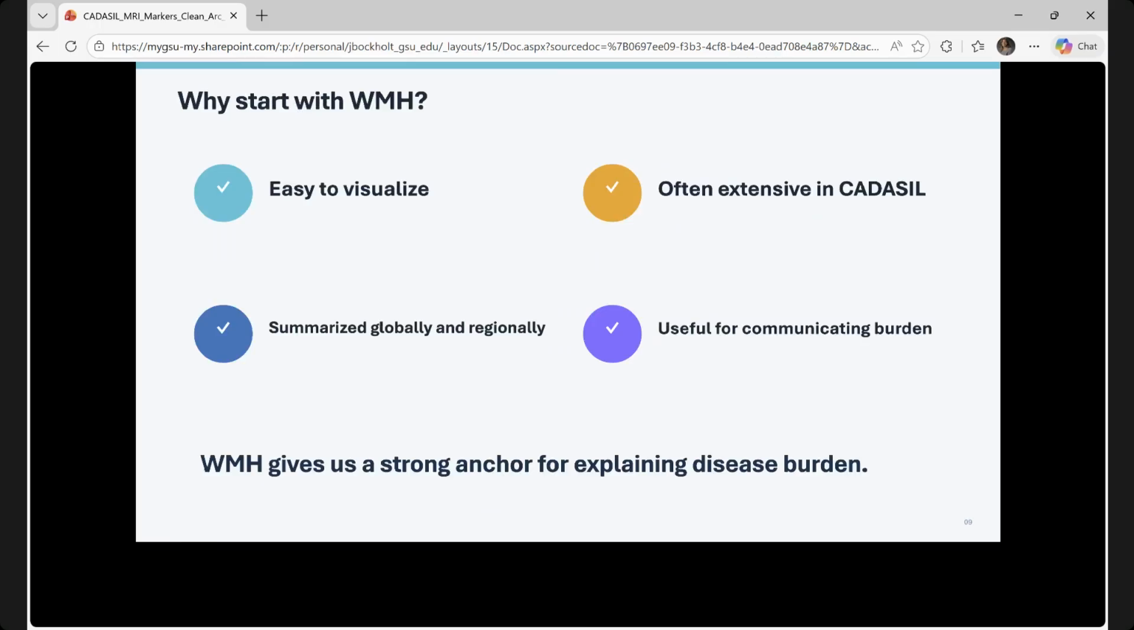So the white matter lesions give us a strong anchor for explaining disease burden. They're easy to visualize, they're often extensive, and they can be summarized globally and regionally. And so, next slide.